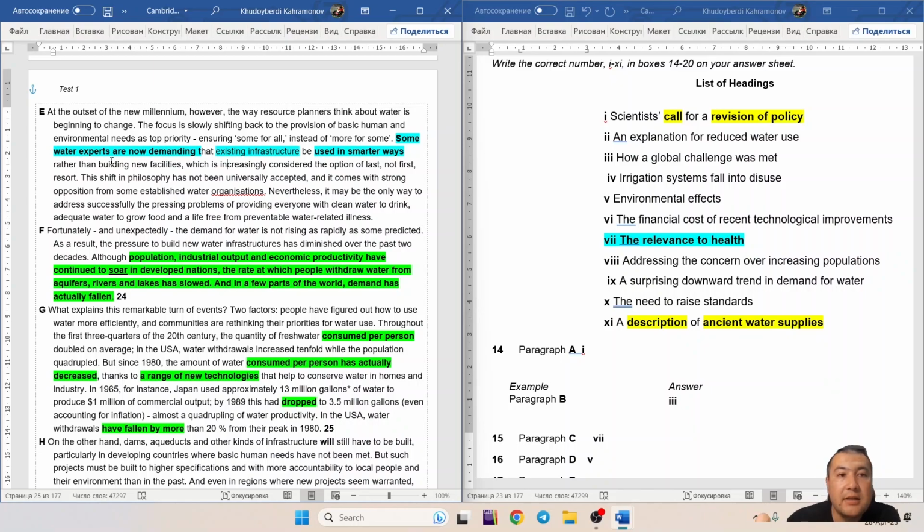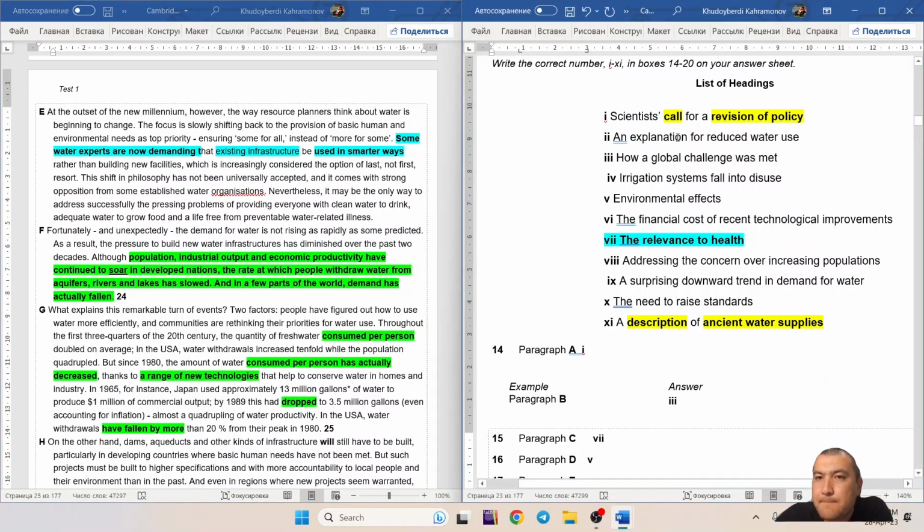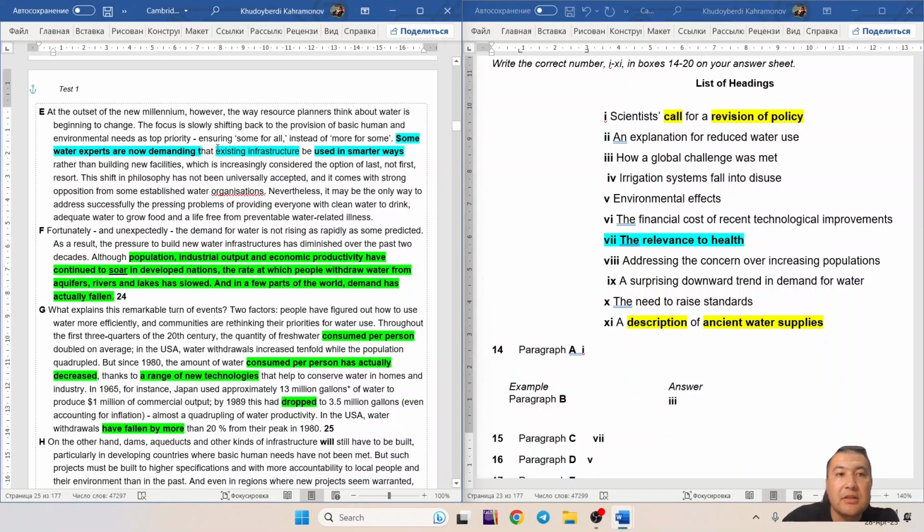The existing infrastructure we should use in a smarter way, and that should be our first priority, but it's not. This is something that expert scientists are calling for, demanding revision of policy, demanding that it should be used in a smarter way, but it's not being used in a smarter way. And that's why they want to change the policy, and that's why it's about 17.